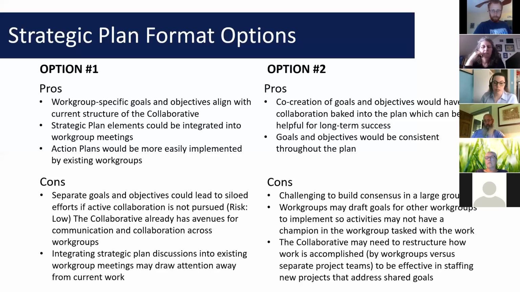It's challenging to build consensus in that large of a group, especially when we have different work groups whose lens or focus is on a particular element. Work groups may draft goals for other work groups. If we're conducting discussions and working on strategic plans in our existing meetings, then there could be a really great idea that comes up, but it may not relate to that particular work group. So it could be hard to get buy-in and commitment for goals and objectives that the people who are actually implementing it didn't develop.